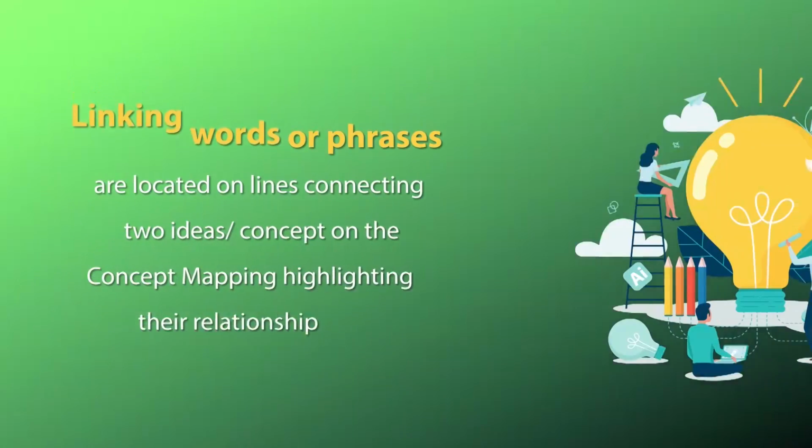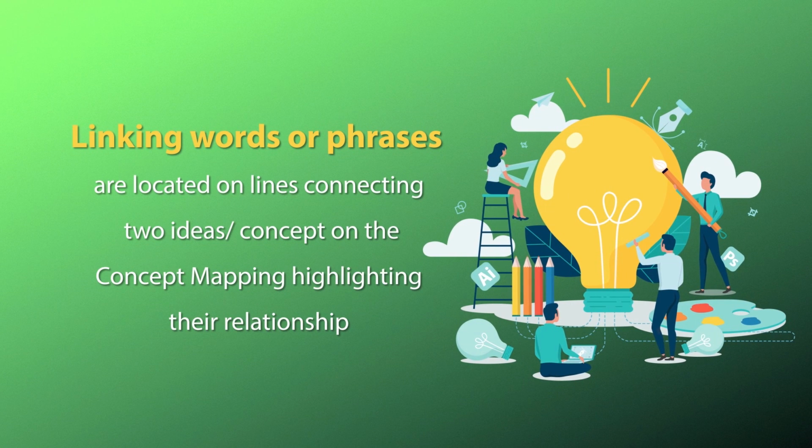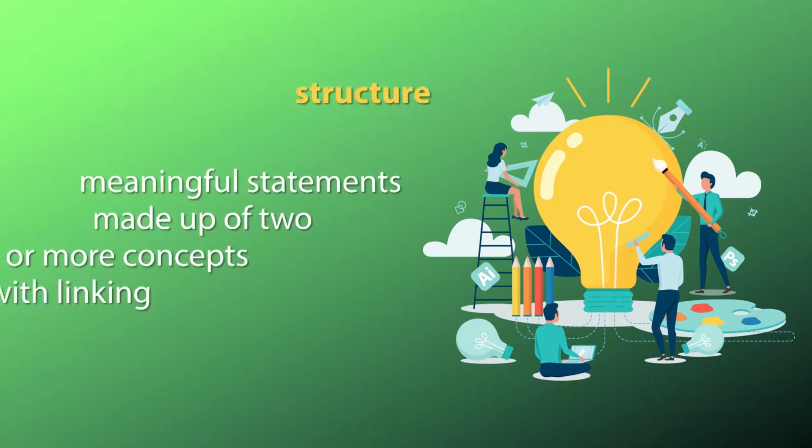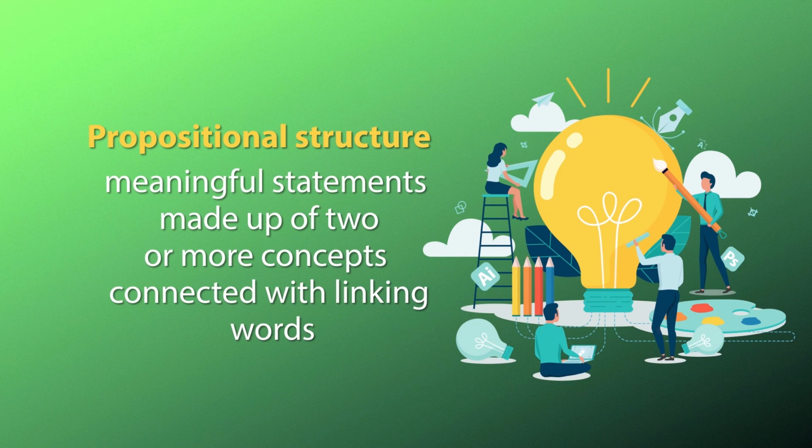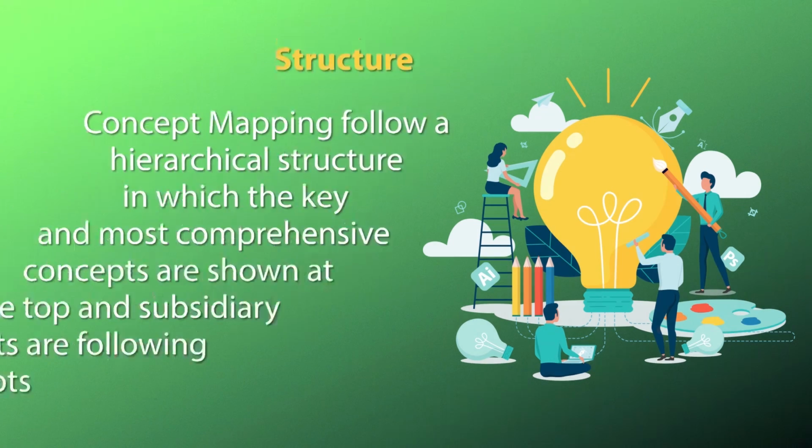Generally, they are depicted as circles, or as squares or rectangles. They have certain linking words or phrases located on the lines connecting two ideas or concepts, which highlight the relationship. Then there are propositional structures, which are basically meaningful statements made up of two or more concepts connected with connecting words. So propositional structures are also there, and there is a hierarchical structure.